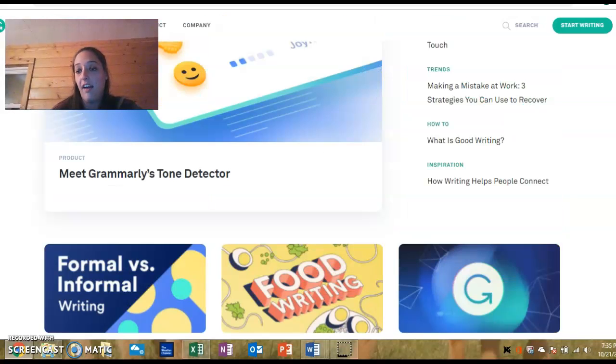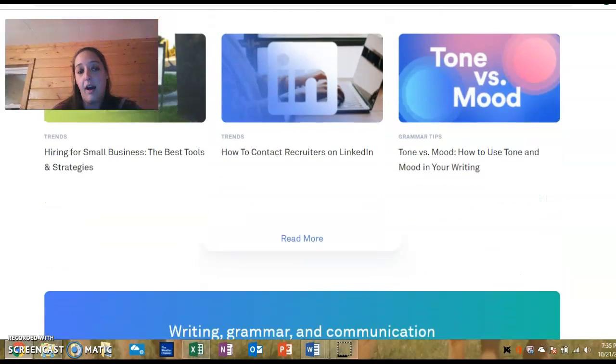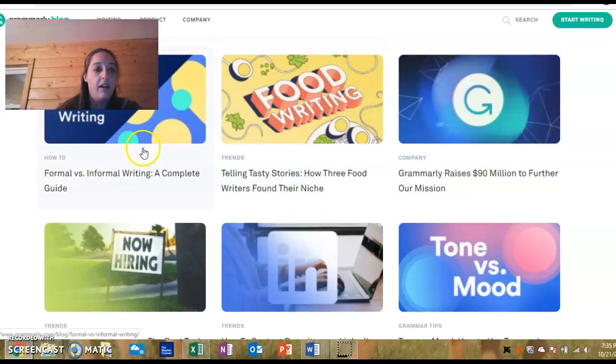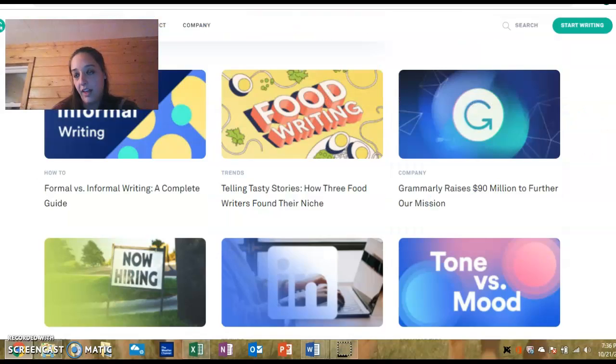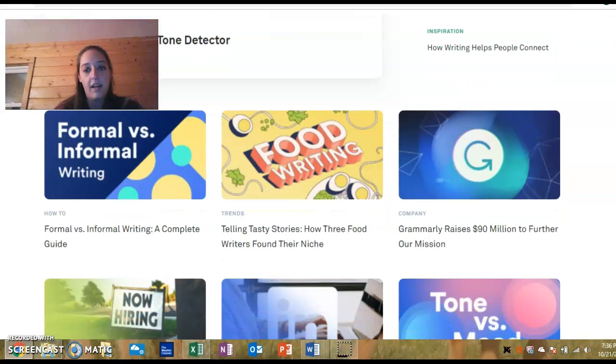Another strength they have is they have their own website where you can go in and find different things about how to improve your writing, like if you're writing about food, if you're writing formal versus informal, if you're trying to get a job in a small business or trying to create something to write. And then I went to the tone versus mood section, and it gave me some tips on how to control my tone. For example, if you're in a happy mood when you write something, try to reread it in a bad mood and see how it changes.